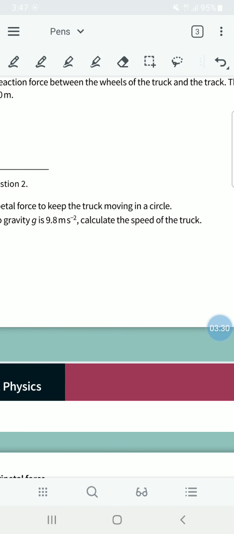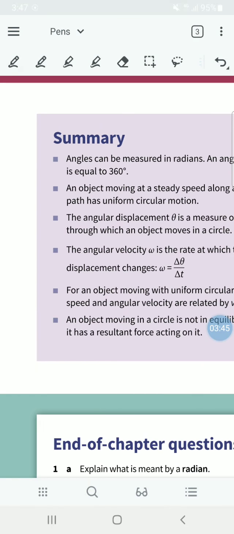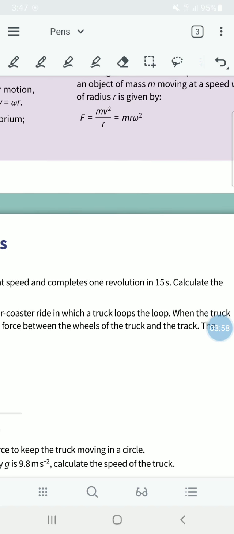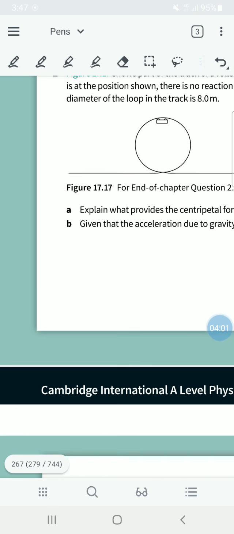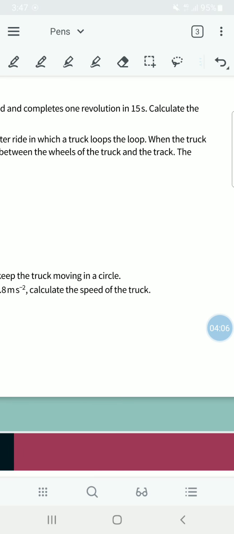Given that the acceleration due to gravity is 9.8 meters per second squared, calculate the speed of the truck. So what is the equation that you have to use? A equals, what is the equation you got? Can you remember the equations that you have to use? Alright, so this is the equation. A equals V squared upon R. A equals V squared upon R is the equation that you got to use.